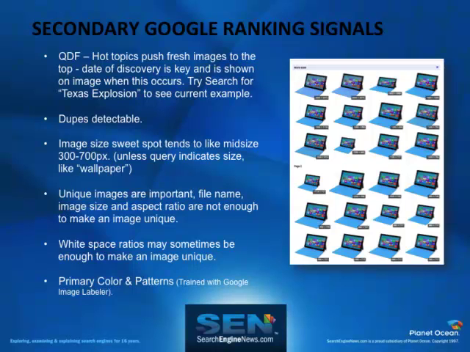Google has trained their image search with the Google Image Labeler. So they've got a great deal of training on this AI to detect when an image is similar. And they've trained it with humans. So it's a fairly smart little piece of equipment, or program that is.